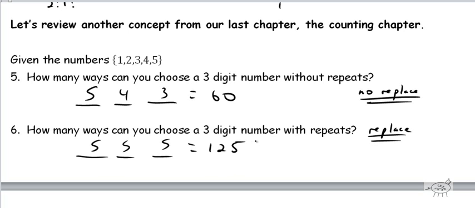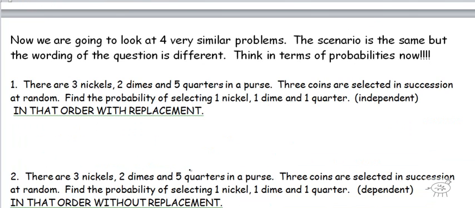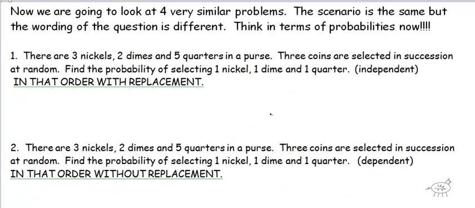Okay? So now that we have that quick little review, let's talk about some of the probability problems. Now we're going to look at 4 very similar problems. The scenario is the same, but the wording of the question is different. Think in terms of probabilities now. All right, there are 3 nickels, 2 dimes, and 5 quarters in a purse. 3 coins are selected in succession, that means one after the other, at random. Find the probability of selecting a nickel, 1 dime, and 1 quarter.